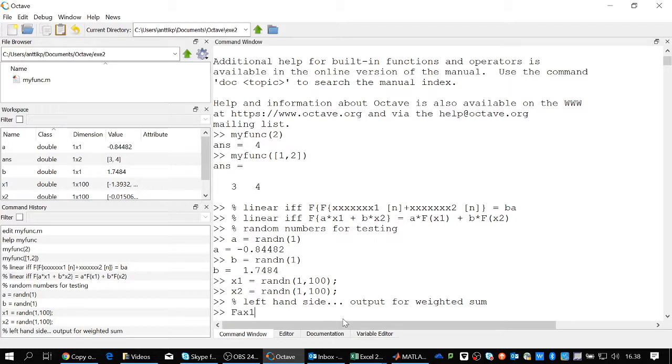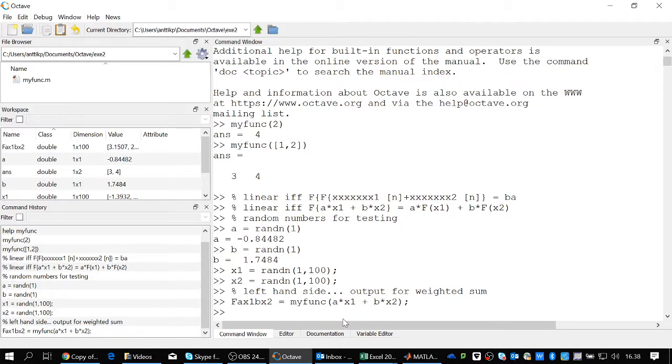F(a x1 + b x2) equals my func with a times x1 plus b times x2. So that is the system output for weighted input. Then I calculate a F(x1) plus b F(x2). The right hand side.